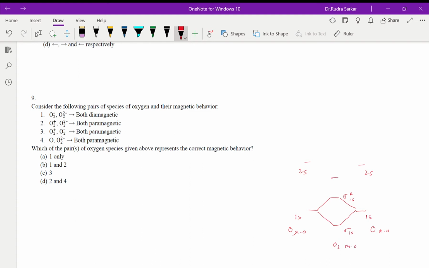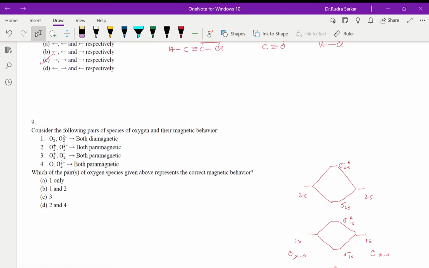Similarly, this is sigma 2s, this is sigma star 2s. This is sigma 2s. This is sigma star 2s, that is the anti-bonding. And let's now draw the MOs coming from the 2p orbitals of oxygen atom.